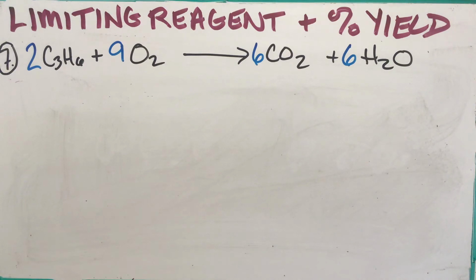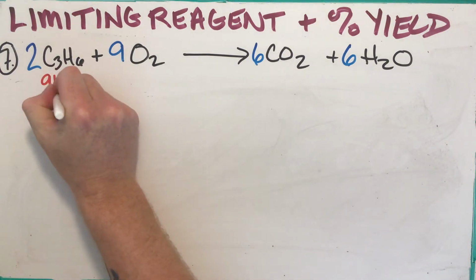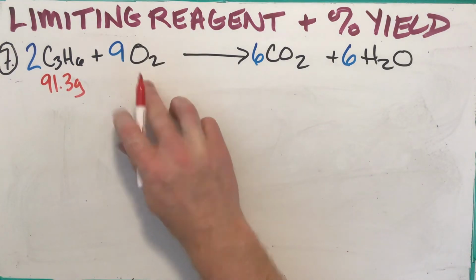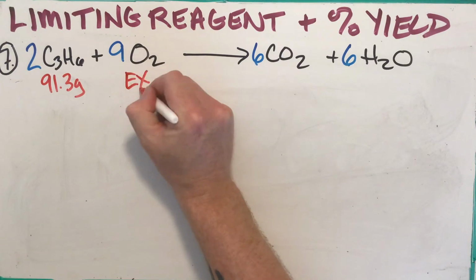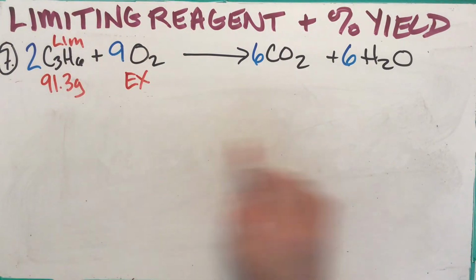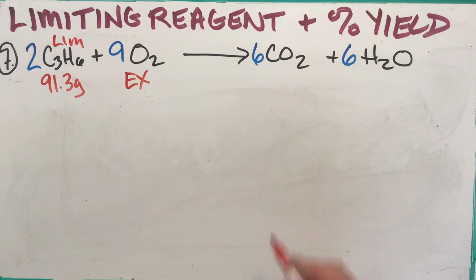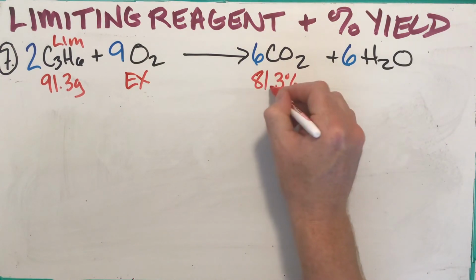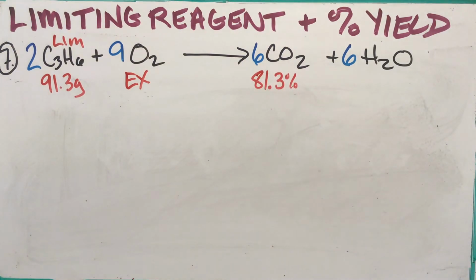All right. Information that was given to me, I'll put that in red. It said I have 91.3 grams of this. It did not give me grams of this, so we can assume that that is the excess and that this is my limiting. So I'll use the moles of this to determine something over here if I have to. It said for carbon dioxide, I got an 81.3% yield when I did it in the lab.